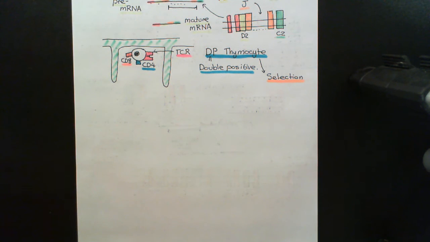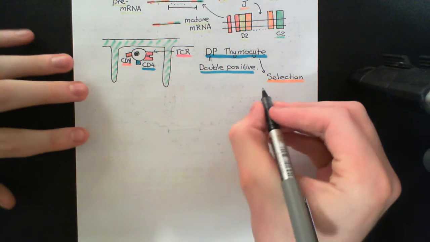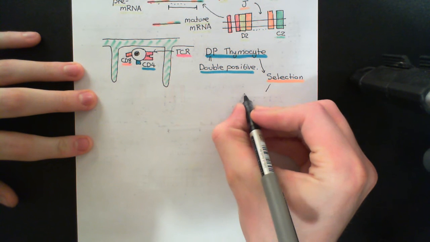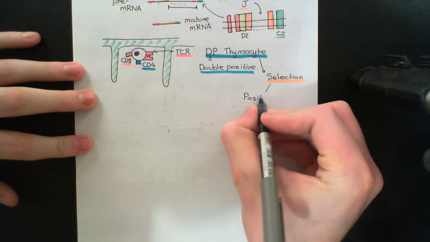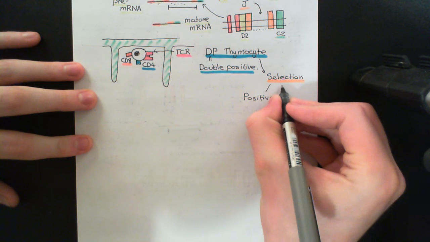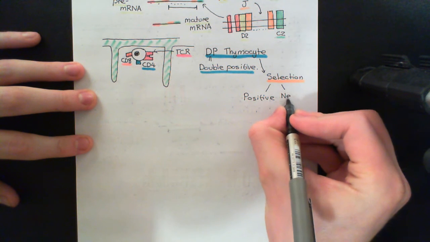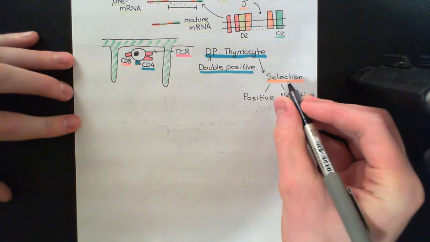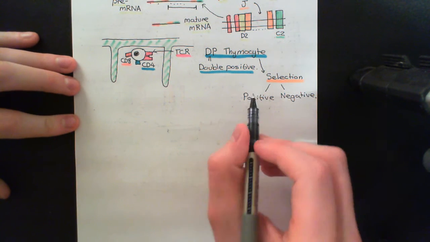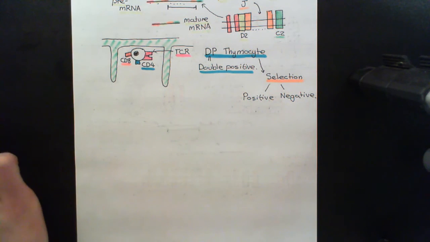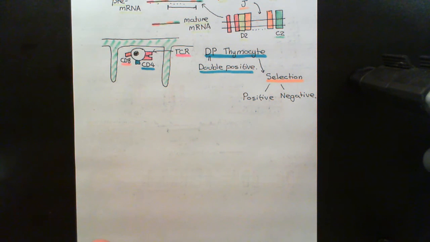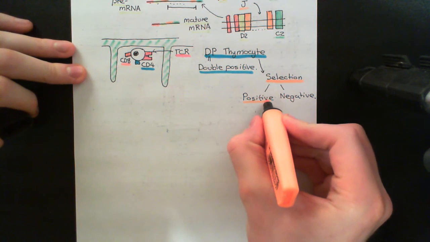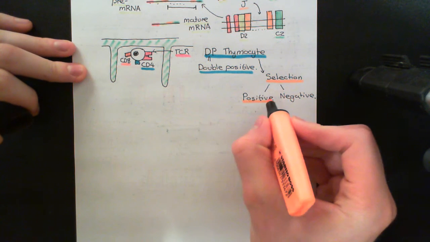So what is going to occur is two selection processes. A process known as positive selection, so I'll just write this here. So we're going to have a positive selection process and also a negative selection process. So what's the basic principle here? The positive selection process is called the positive selection process because we want a positive response in order for the double positive thymocyte to be able to pass positive selection.